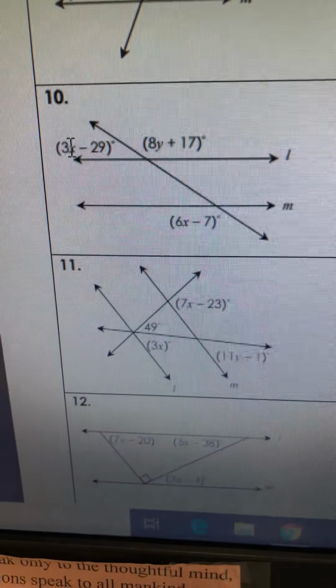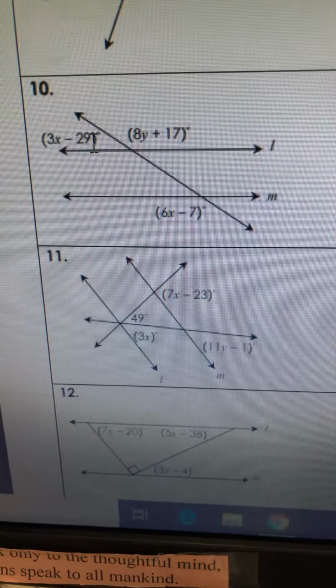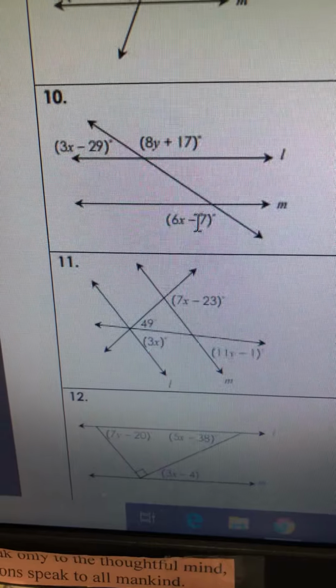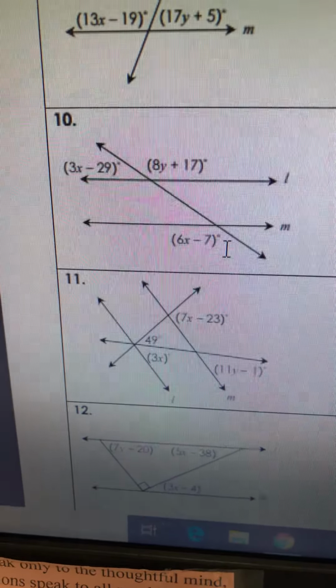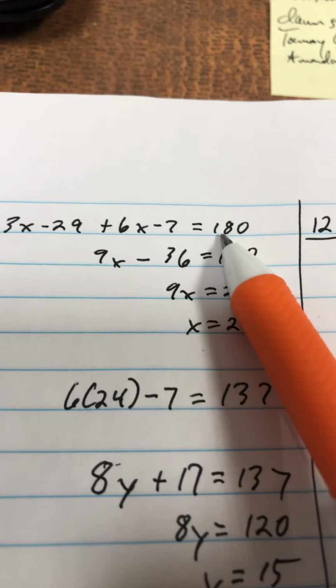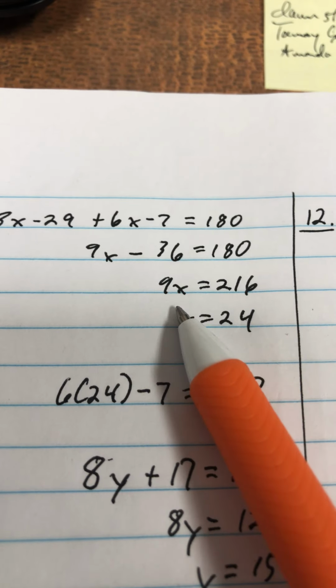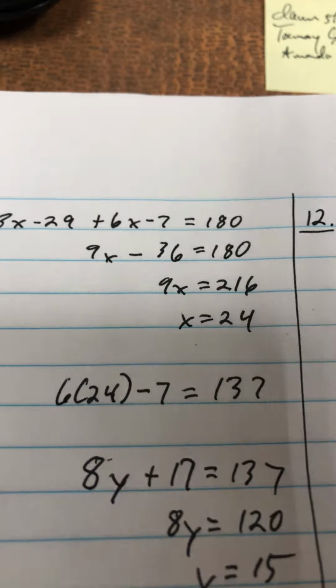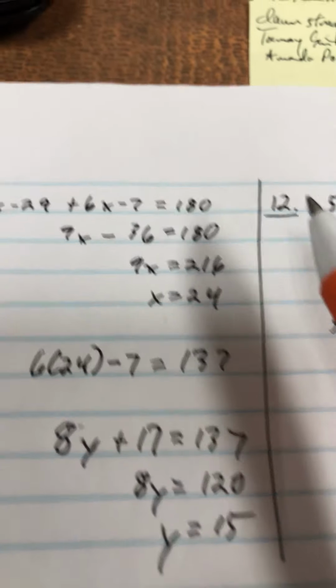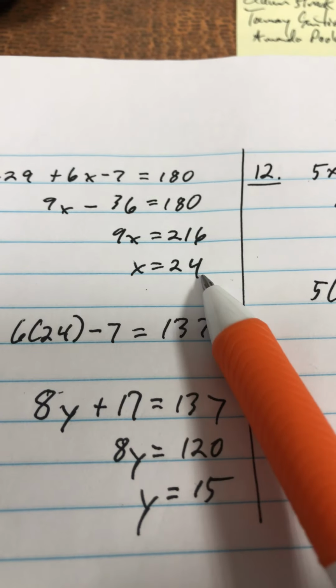So that means you take 3x minus 29 plus 6x minus 7, and you get the 180. So that's what I did. I took those two, get 180. I isolate the variable. I end up getting, and you can slow this down and take a look at it and write what you need to write, but x equals 24.